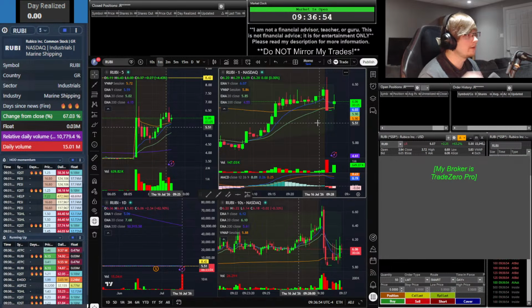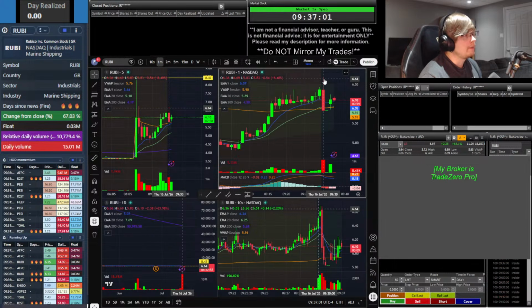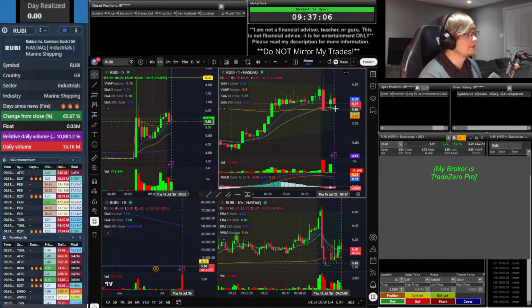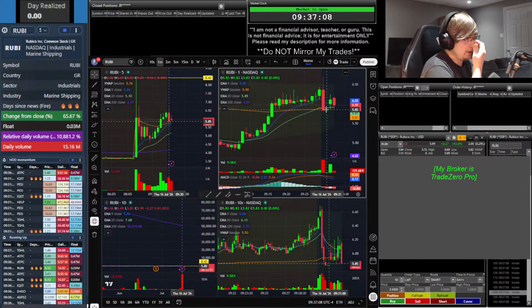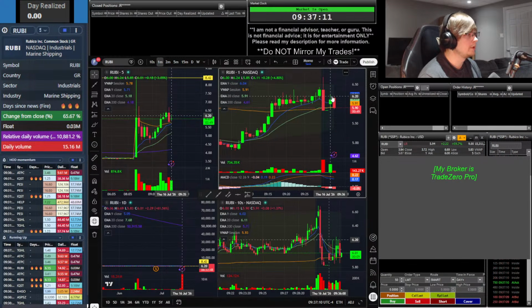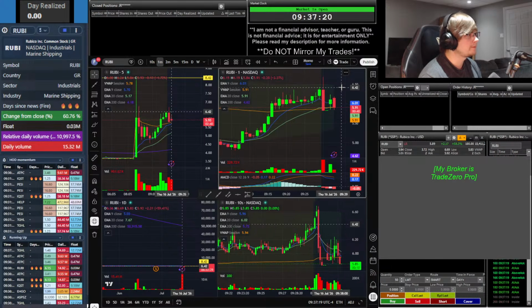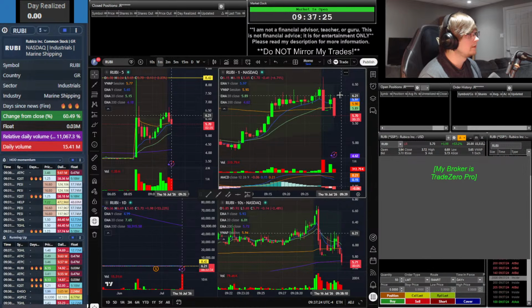This is a common pattern that I've seen recently. If you're fast enough, you get the panic halt at the open, and then it resumes. If it resumes at a critical level of support, usually if you buy the dip, you can get a quick maybe 30-50 cent scalp on it. It's not a part of my setups because it's risky, but it is interesting. Ends up being a bear flag.